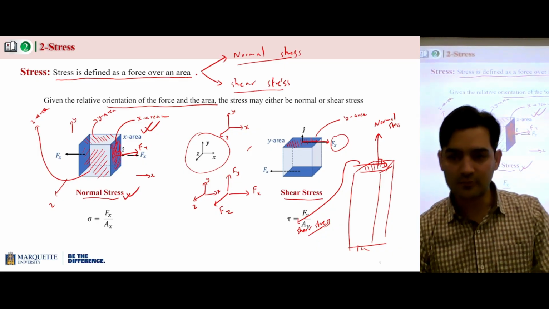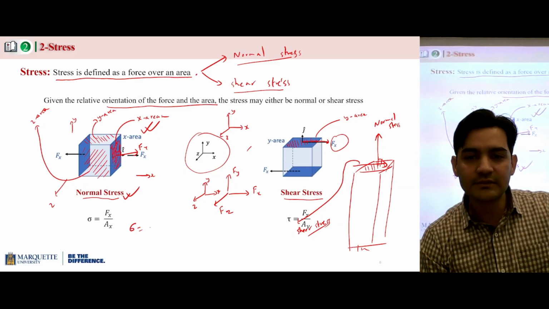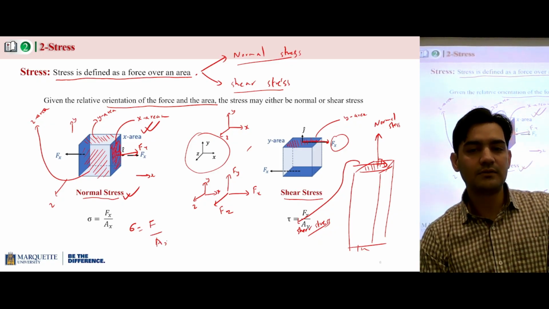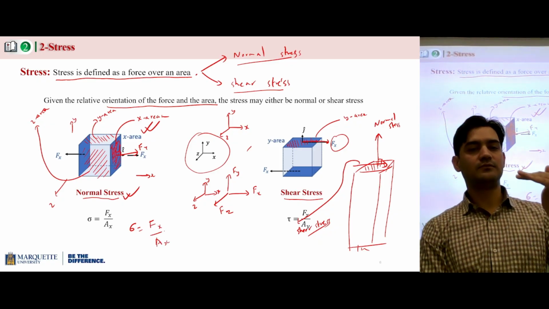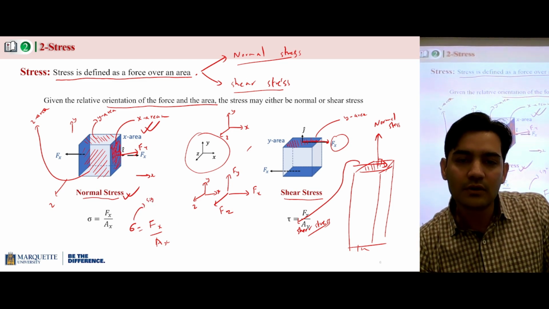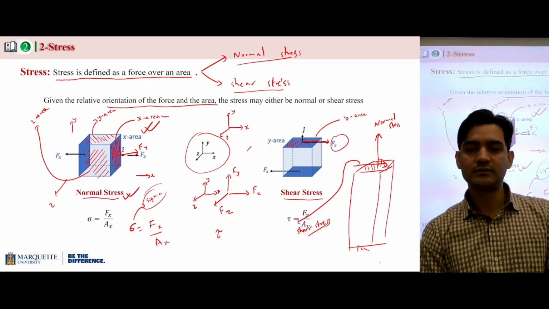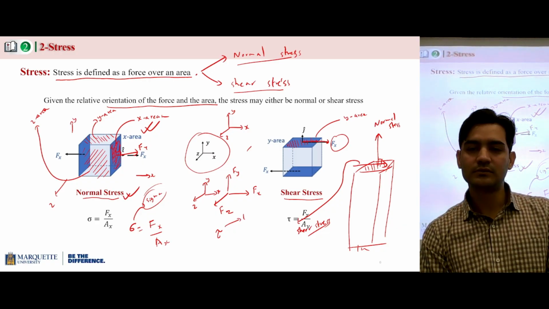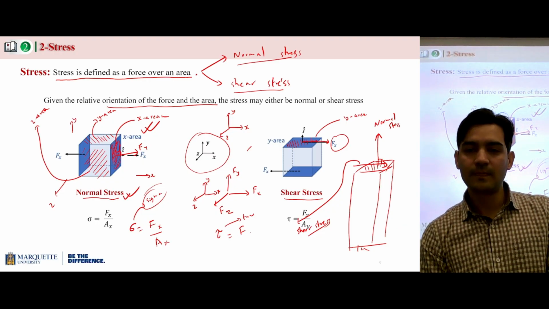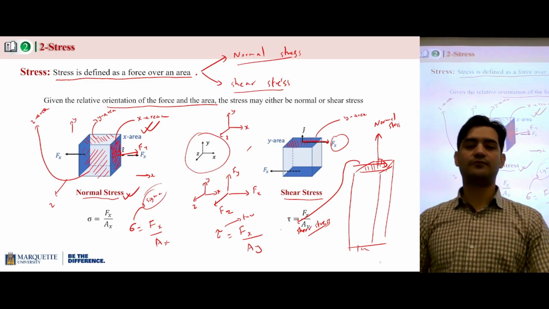And these are the formulas for the stresses. The formula for normal stress is force divided by area, and we can call it sigma, the symbol. And for the shear stress, we can call it tau, it's a Greek letter, and that's the formula for shear stress.